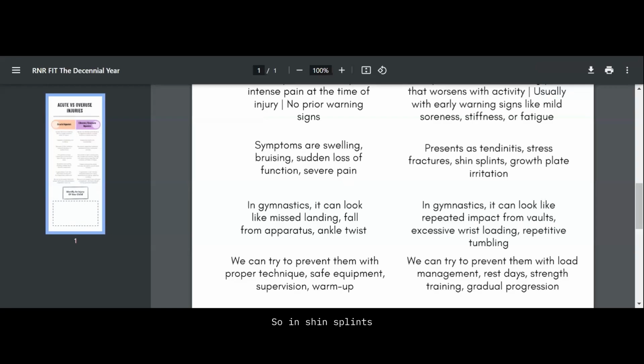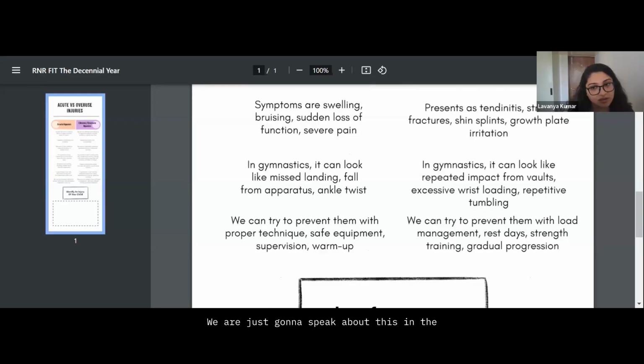So in shin splints, there's a lot of pain happening. Apart from that, there is growth plate irritation itself. We're again going to speak about this in the growth spurt aspect of it. But in growth plate irritation, what happens? You'll get a lot of pain under the knee, a lot of pain behind the knee. Sometimes there's also hip pain present. So this is how it can present itself.